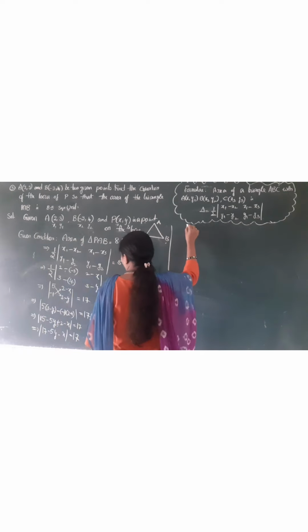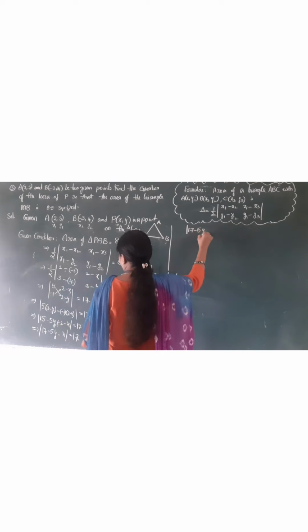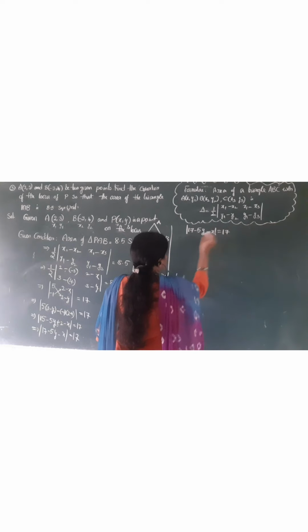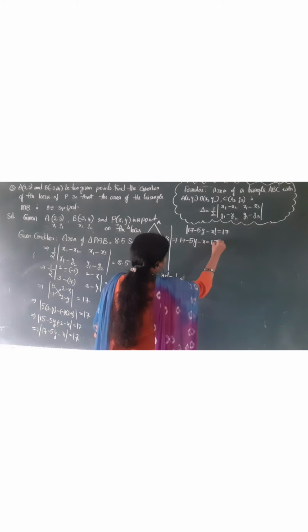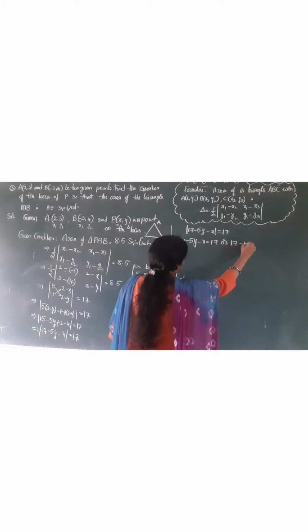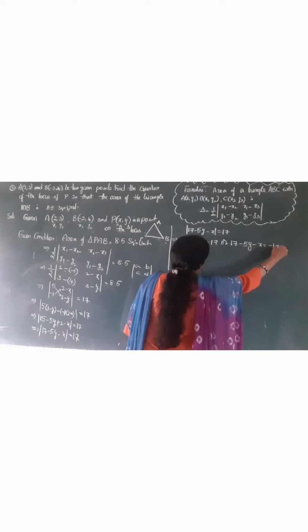Modulus of 5 into 3 is 15, minus 5y, minus of minus, plus 2 minus x, is equal to 17. So what am I getting here? 15 plus 2 is 17, minus 5y minus x, is equal to 17. This value we are getting here. Now, modulus of 17 minus 5y minus x is equal to 17. This implies that if you remove the modulus, it may be plus 17 or it may be minus 17.